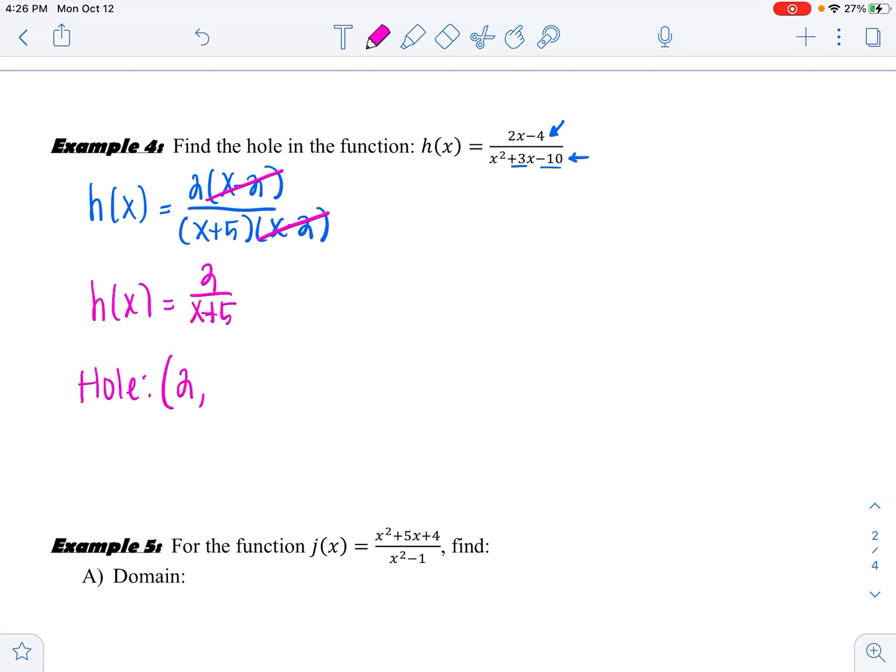And then I have to plug 2 into that equation. So if I plug 2 in here, I get 2 over 7. So the hole is at 2 comma 2/7.